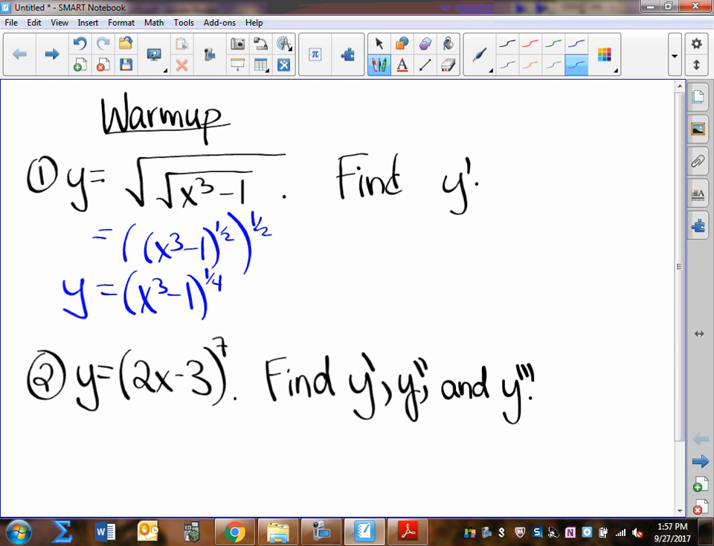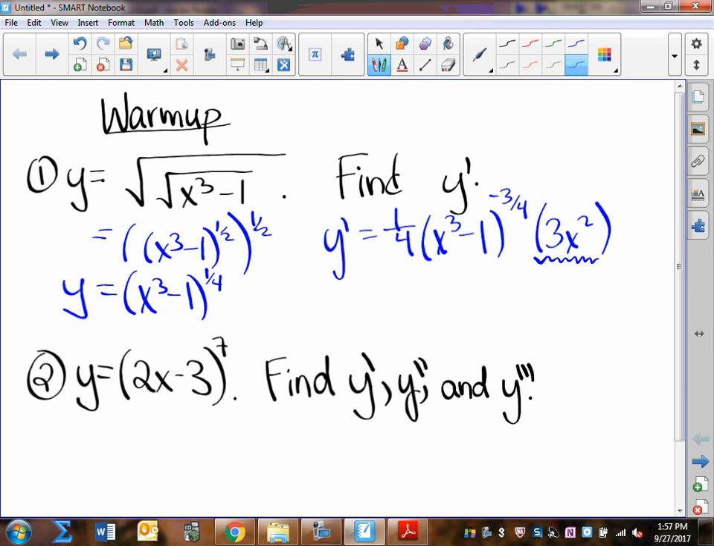It is. Alright, so now let's go ahead and find our derivative. And did we get 1/4 x cubed minus 1 to the negative 3/4 times 3x squared? Do we agree? Now, chain rule, like we saw from last class, really isn't that bad. The thing that most people mess up is forgetting to multiply by the derivative of the inside, the chain part. Alright, so make sure to do that.